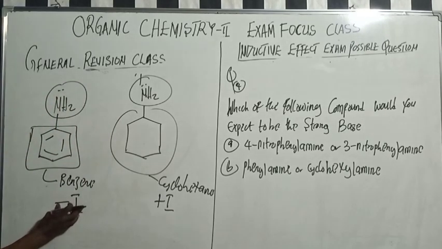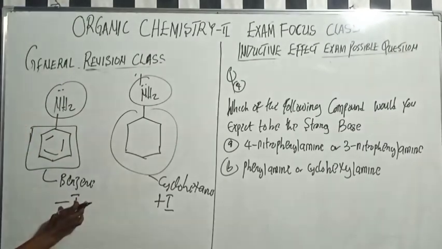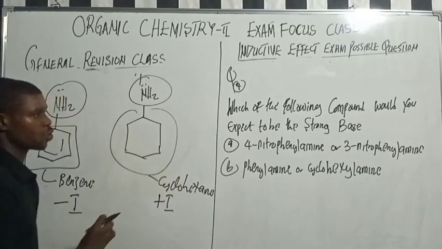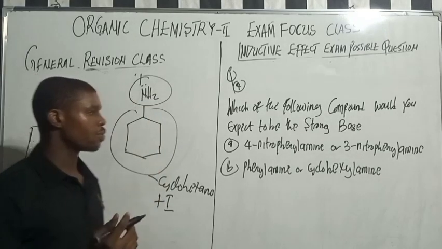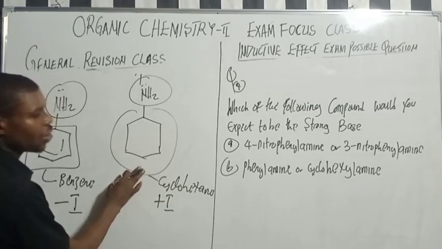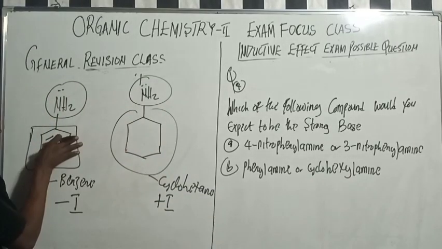Minus I effect will decrease basicity. If you check very well, minus I effect decreases basicity, and plus I effect will increase basicity. So when it comes to the strength of a base, cyclohexylamine is a stronger base compared to the other one here.